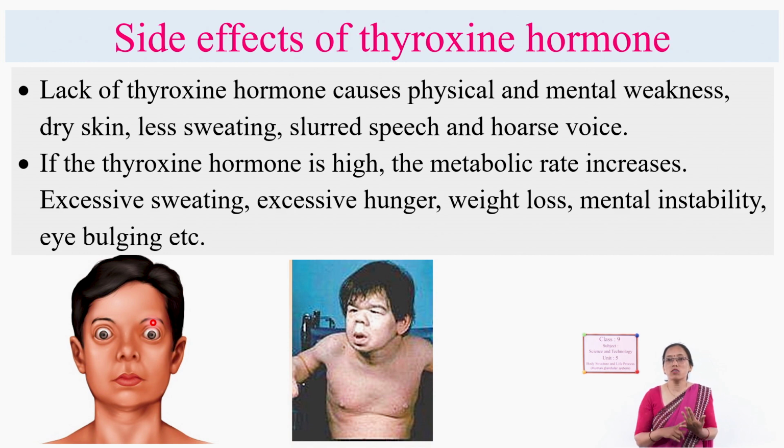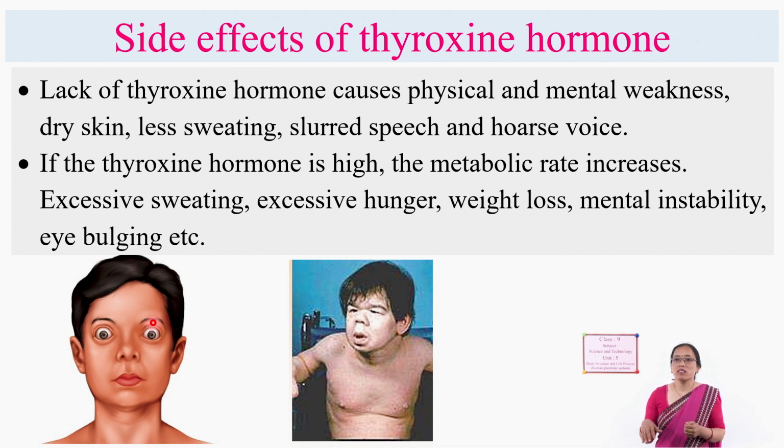As you know, thyroxine hormone helps in the metabolism or metabolic rate increase. So here, if there is an excess amount of thyroxine hormone, the person will suffer from excessive sweating. That means always sweating, even though there is no very high temperature; in normal temperature also the person gets sweating. Then always hunger, that means excessive hunger. Just now eating and after some time again feeling hungry.